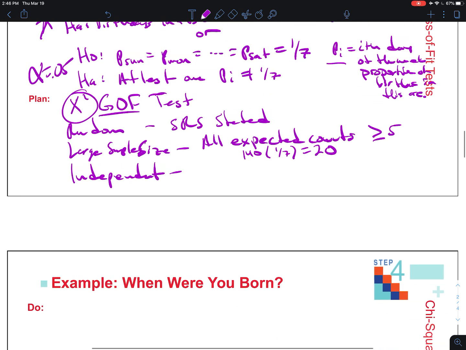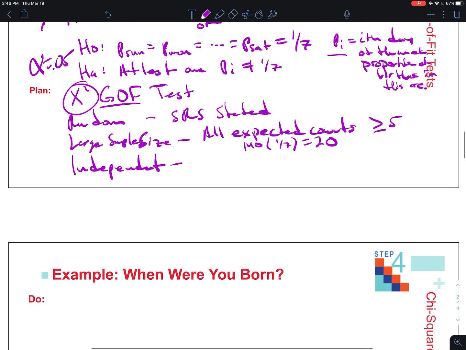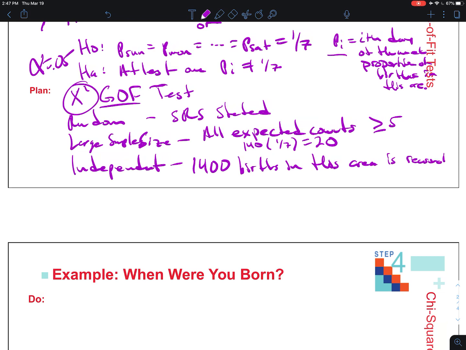And then independence, we're assuming that the random sampling from a finite population, that 1,400 births in this area is reasonable. And no twins or anything like that.